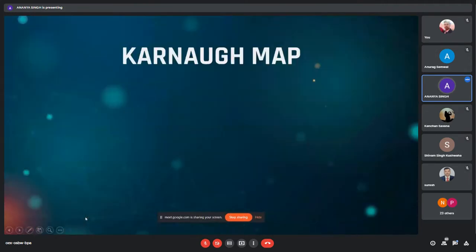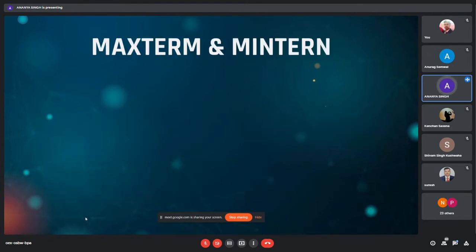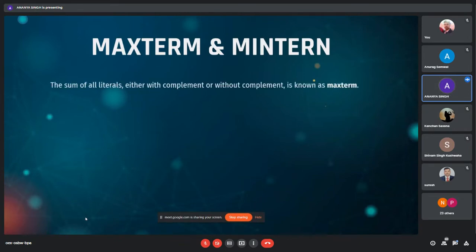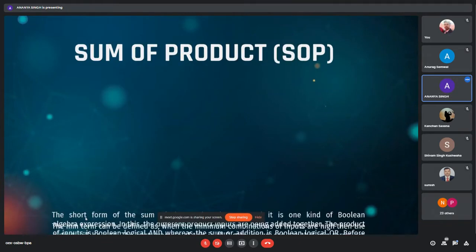First of all, what is a K-map? Well, it's simply a method of minimizing Boolean expressions. A K-map is a graphical method to obtain the most simplified form of an expression in a standard form. Now, what are max terms and min terms? Max terms and min terms are generally the terms used to assign the values of SOP and POS. Max terms are the sum of literals, and similarly, min terms are the product of all literals. In SOP, we use min terms, the products, and in POS, we use max terms, the sums.